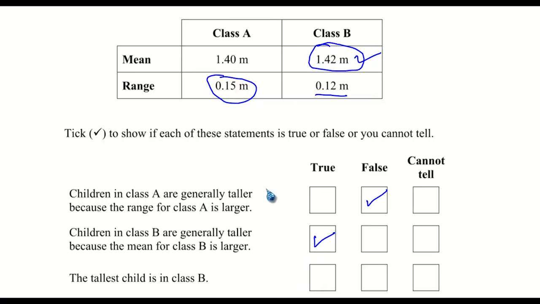And the tallest child is in class B. For this one, if you look at the range, the range is the tallest minus the shortest. But since we don't know the shortest, it will be very difficult for us to know the tallest in each of the classes. So this one, we just cannot tell. So this will be the solution to that question. Let's move to the next question.